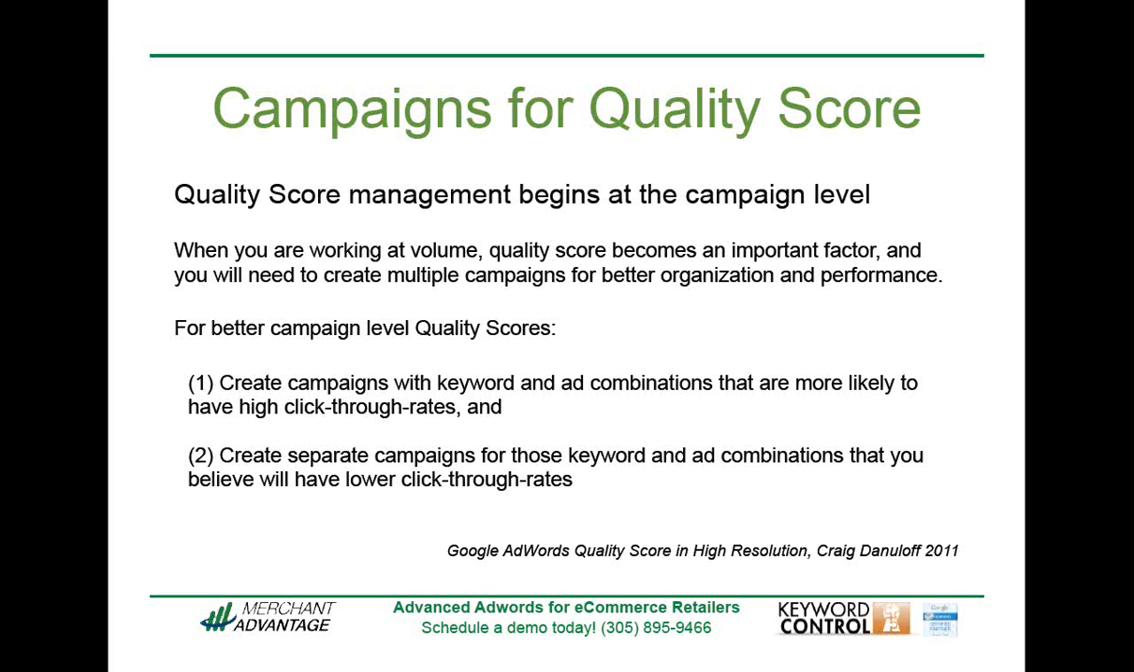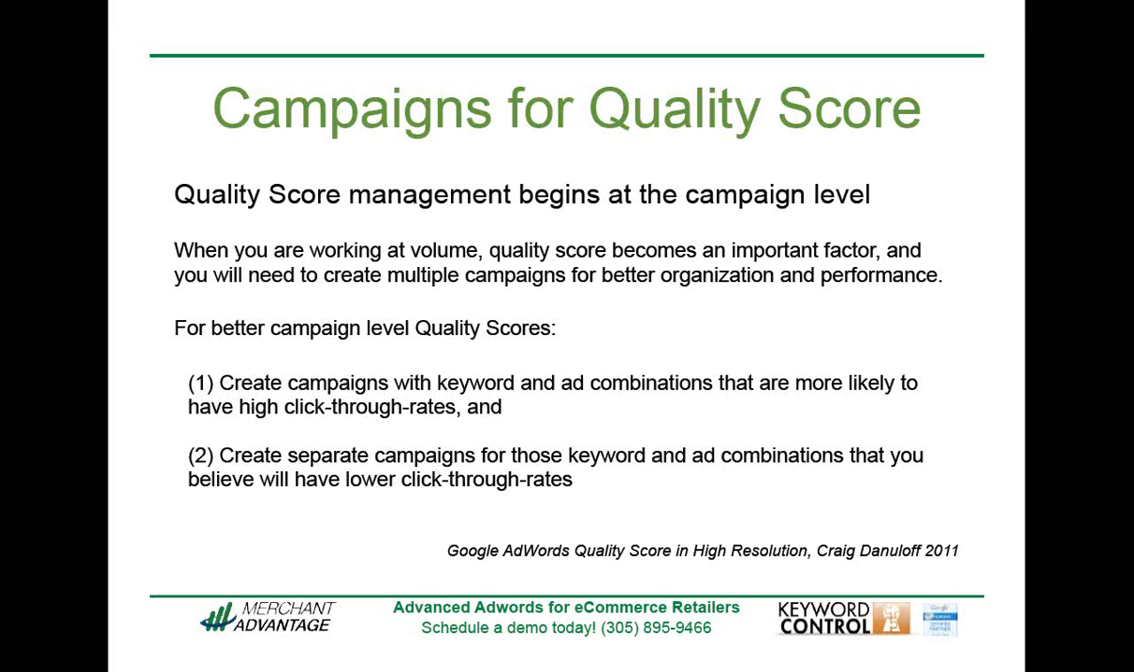I don't know if any of you guys have read the book. You probably have, Google AdWords Quality Score in High Resolution by Craig Dunlop. It's an amazing compendium of all the public information that Google has presented on how quality score is evaluated, and he actually did extensive interviews with Google as well. When it comes down to it, quality score is really about click-through rate, and what I encourage you to do with your campaigns is to manage them, to optimize, to maximize and minimize the effects of click-through rate on quality score.